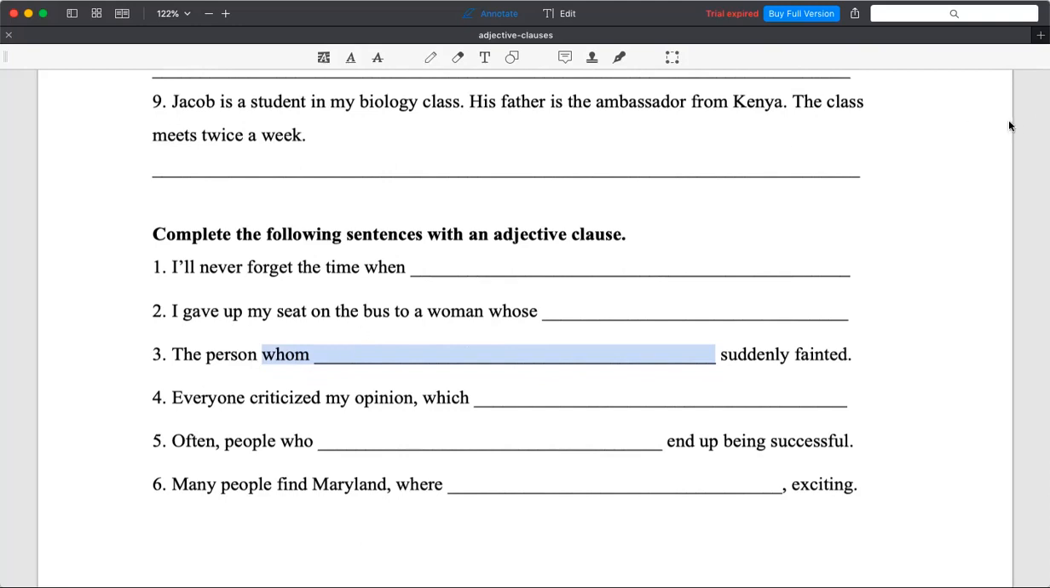That was very good. Alex, number 1, I'll never forget the time when I accidentally ate a bee. Very good. Good work. Thank you for hard work. Number 2, I gave up my seat. Fiona, good work. Then again, I gave up my seat to a woman who was pregnant on the bus.